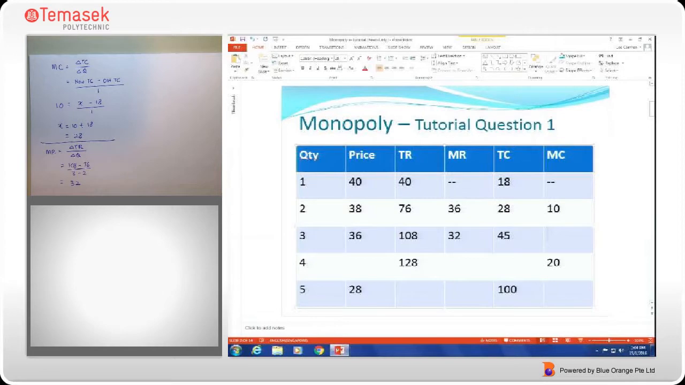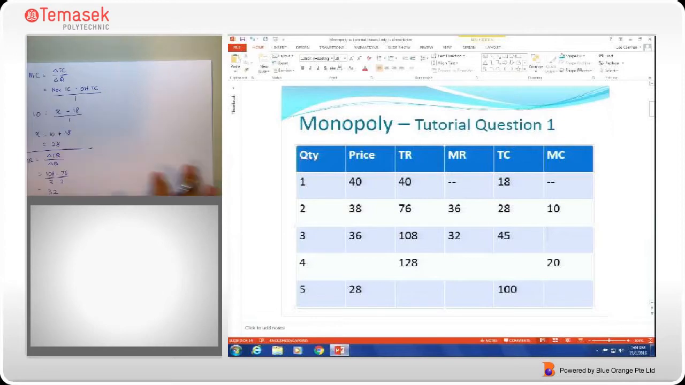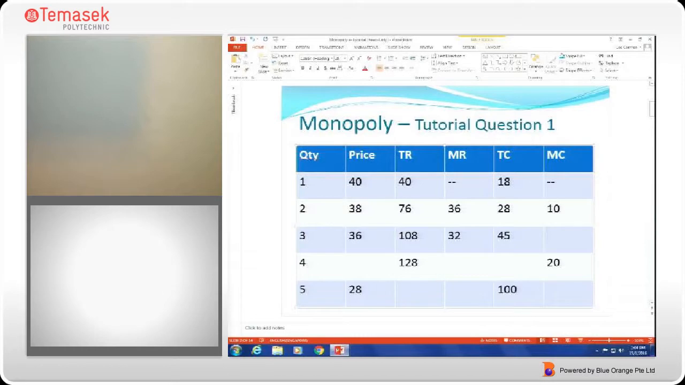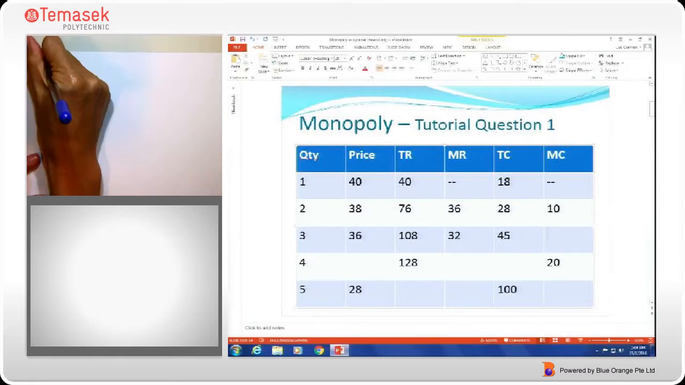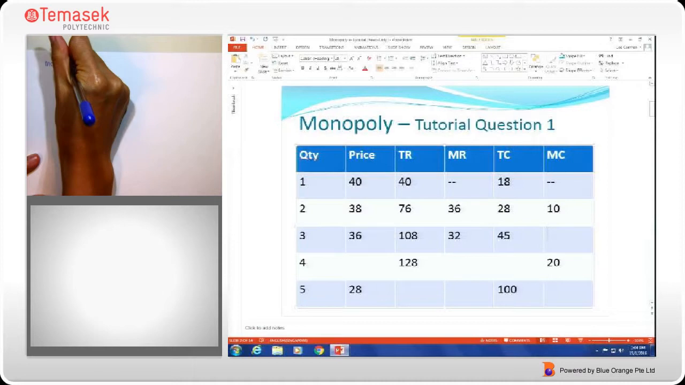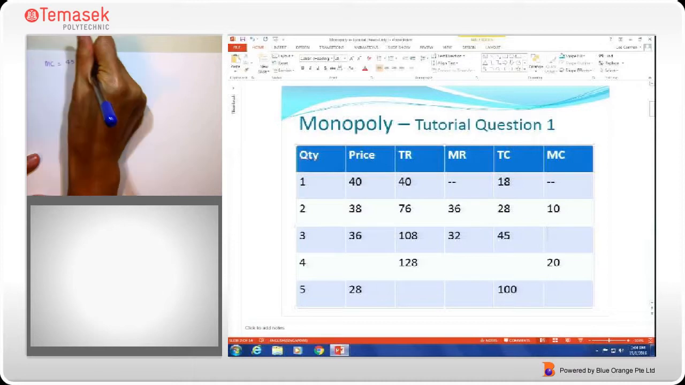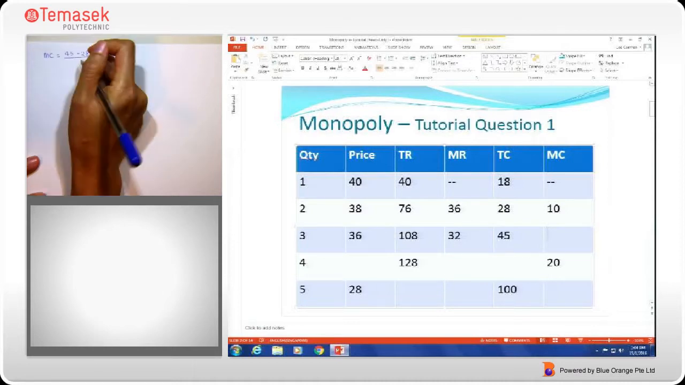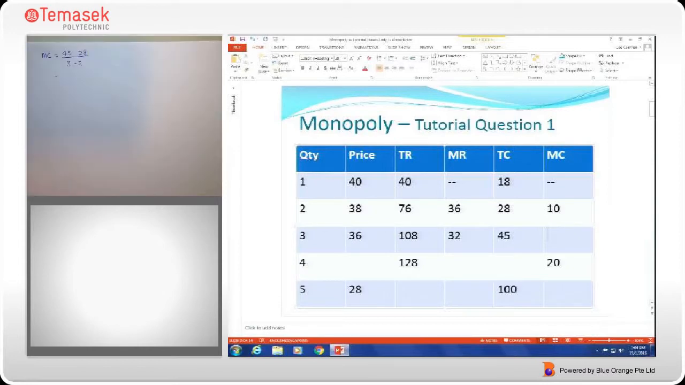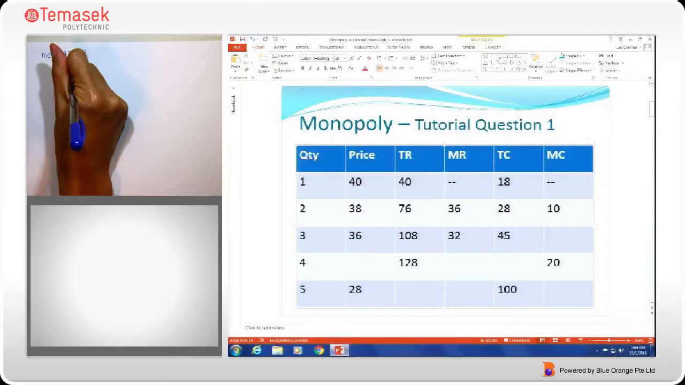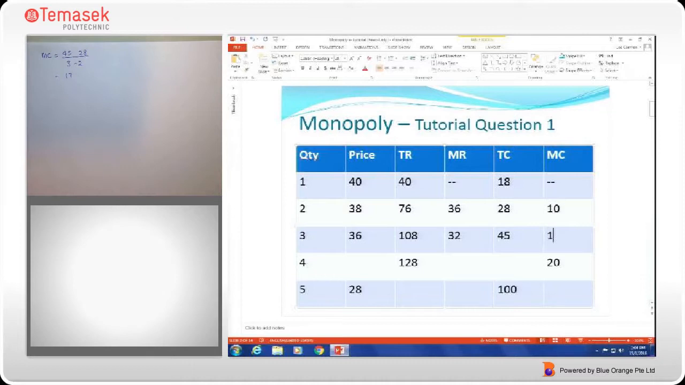Now we're being asked to find marginal cost as well. So once again, to find marginal cost, we simply use the change in total cost, so MC equals 45 minus 28 divided by 3 minus 2, which is 17. So put that in our table, 17.